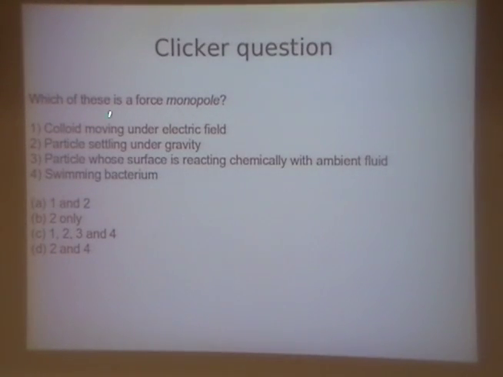So I've given you 4 examples: a colloid undergoing electrophoresis, a particle settling under gravity, a particle moving because of a chemical reaction on the surface, and a swimming bacteria. So I've given you some choices. Which of these has a monopole of the force density?